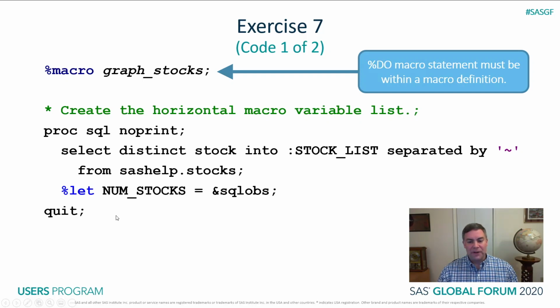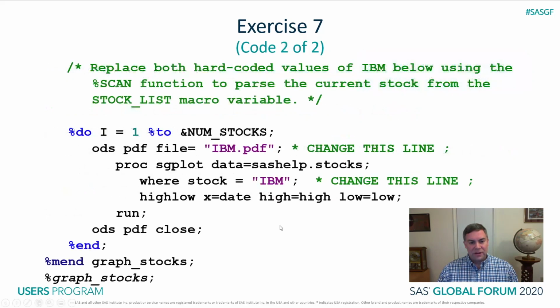We have a SQL step that creates the horizontal macro variable list by taking the distinct values of the variable stock, and that has values like IBM, Intel, and Microsoft. It's the name of a company. It takes the distinct values of stock and puts them into a macro variable called stock list, separated by tilde. So that's our horizontal macro variable list. And then we also create num stocks, which gives us the number of items in the list.